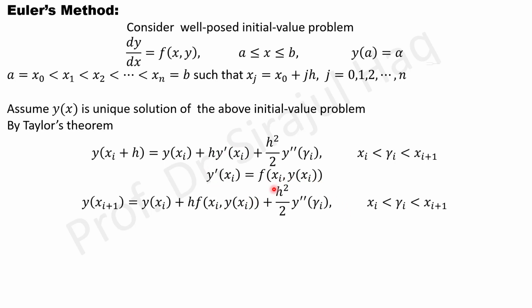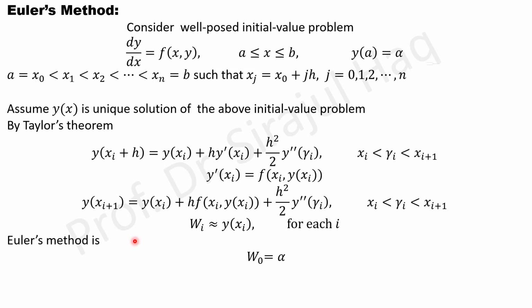Now let's ignore this error term. So what are we getting? Let's assume y at xi is equal to wi. This is just the notation. Wherever there is wi, I mean that this is the solution of the equation at x equal to xi. If this is the case, then the Euler method is, you can see, y at a is x naught.